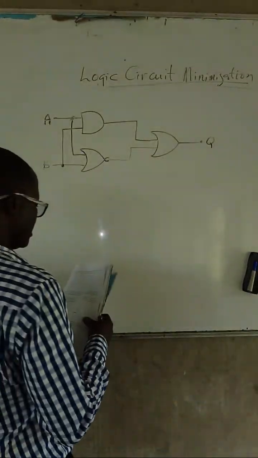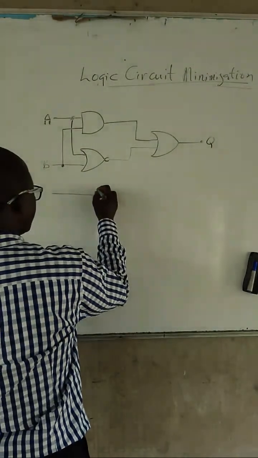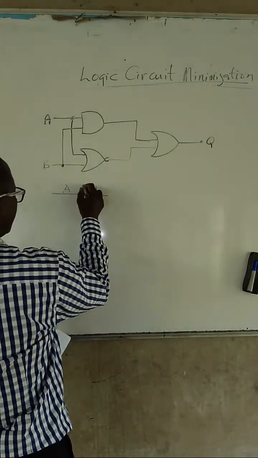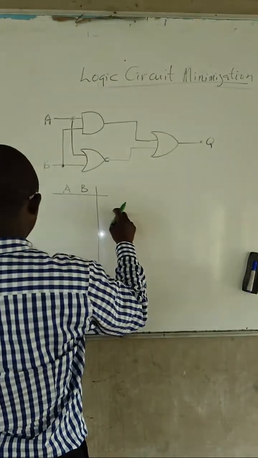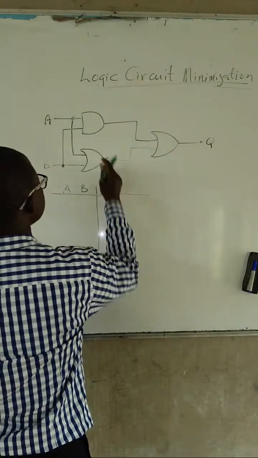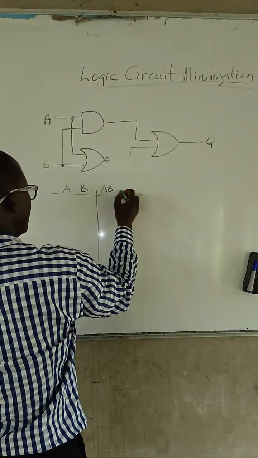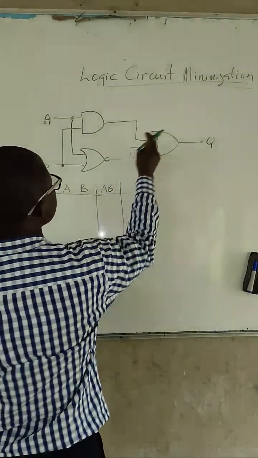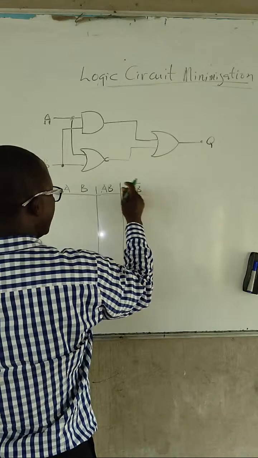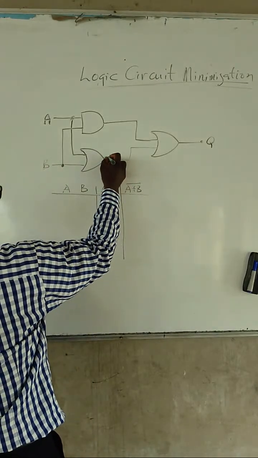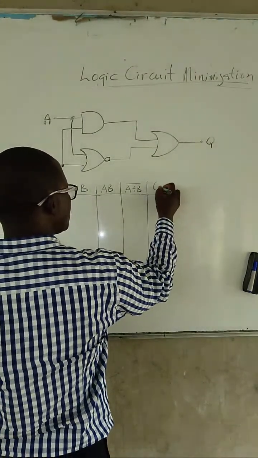Now let's develop the truth table for that. The inputs A B, and then the output will be Q. But before Q, we have intermediates. The first intermediate that we have is here. The output of this AND gate will be A B. And the output for this one, the NOR gate, will be A plus B bar. The bar shows that there's a bubble here, which is actually a NOR gate. Then after that, we have the final output Q.